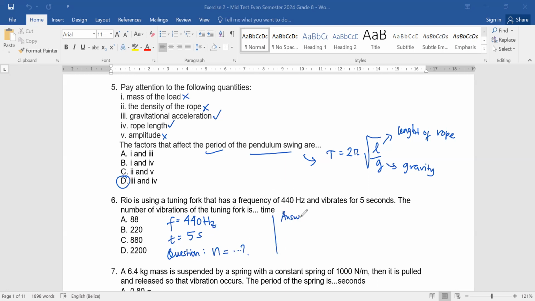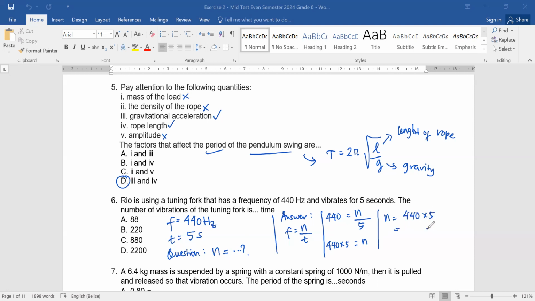To answer it, we need to remember that frequency is the number of vibration over time, right? The number of vibration is the question. The frequency is given: the frequency is 440. The time is 5 seconds. So to get N, it's supposed to be 440 times 5. We move the 5 over here, so it becomes multiplication. So N equals 440 times 5.